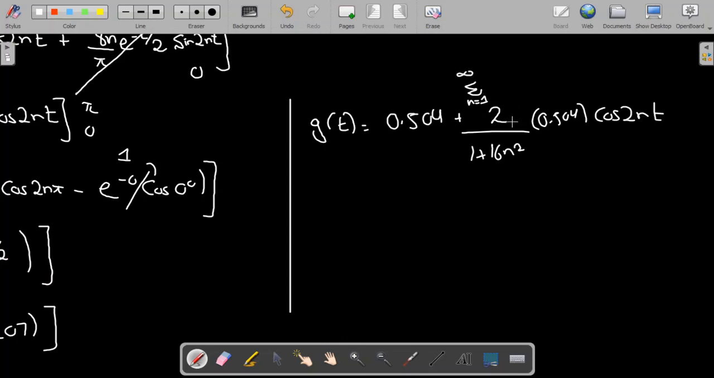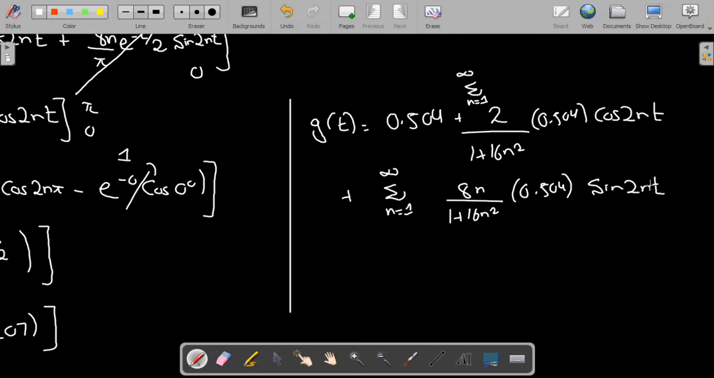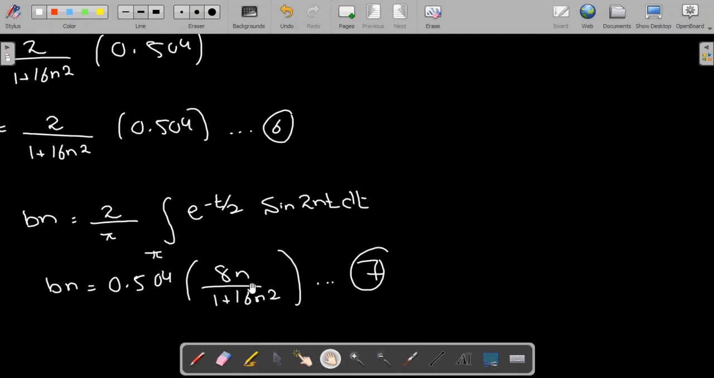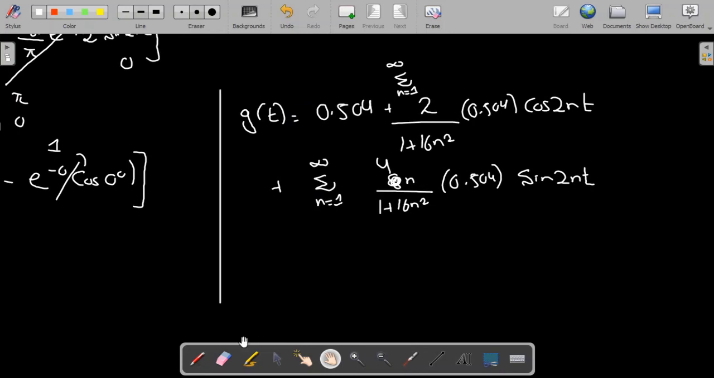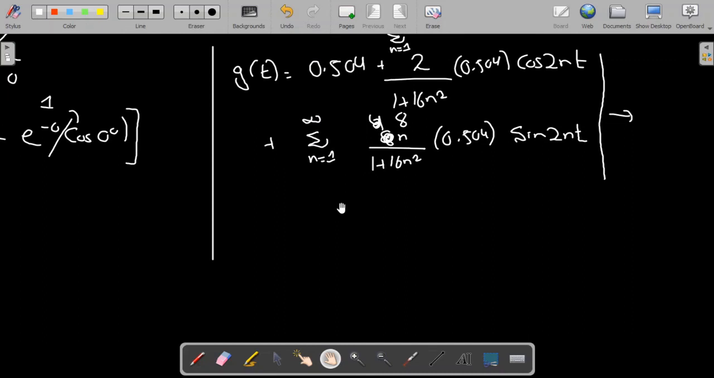So this will be from 1 to infinity, and then we have the bn, and that summation will also be from 1 to infinity, and that will be equal to 8n divided by 1 plus 16n square into the 0.504, that will be equal to sine into 2nt. In fact, this will be 4n, not 8n. So this will be 4n. Sorry, this will be 8n. So this will be 8n. Now this is our trigonometric Fourier expansion.